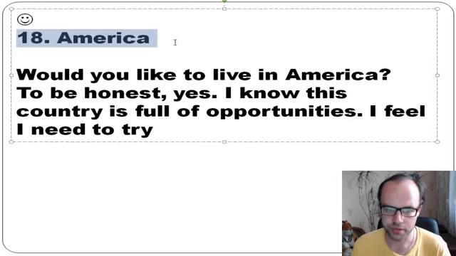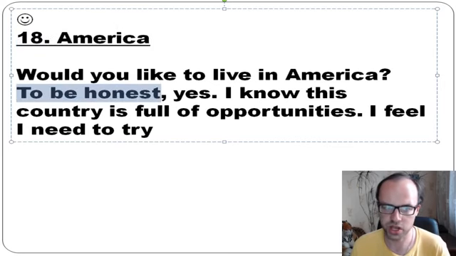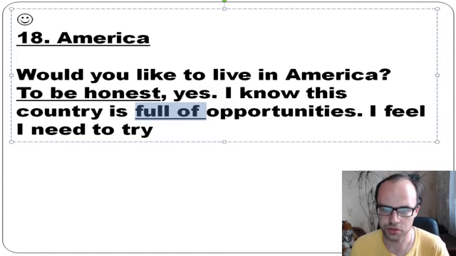Next, America. Would you like to live in America? To be honest, yes. A very good phrase. It means that I want to be honest with you, that's true. I know this country is full of opportunities, so we say full of. This country is full of opportunities. I'm full of energy, I'm full of enthusiasm, so I'm full of positive energy, not negative, yeah? I'm full of positive emotions, okay? Or these lessons are full of very useful information.